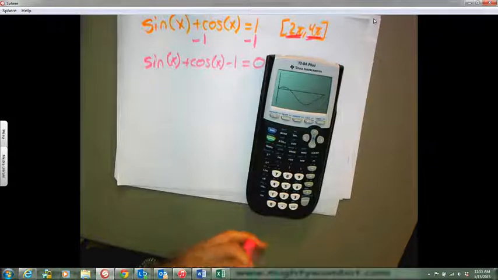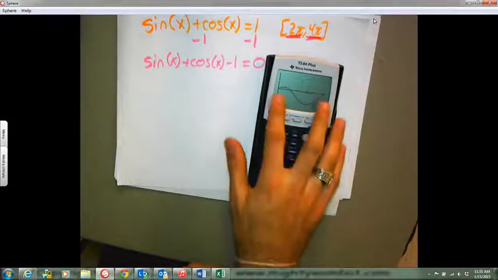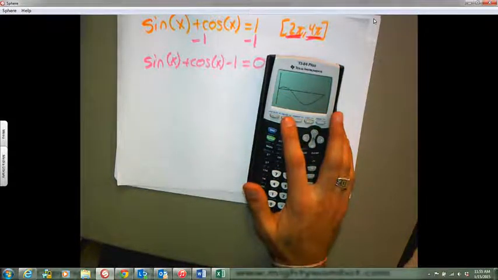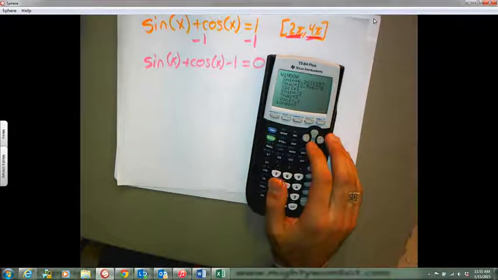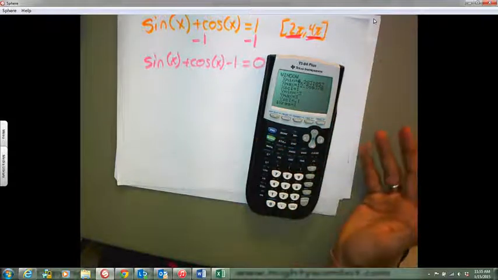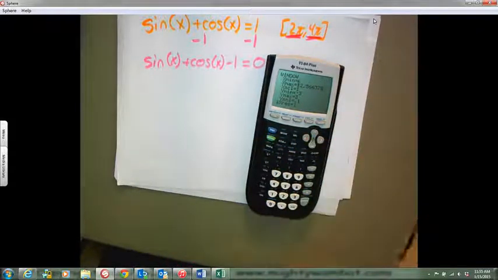Okay, now here's the interesting thing. When I look at this picture, there are some intersections or some zeros that are right close to the edge of the window. A little bit hard to see. So what I'm going to do is go back to my window and give myself a little bit more space. So instead of 6.28, which is just 2 times pi, the calculator did that on its own, I'm going to make it 6, so I have a little bit of space on that side.